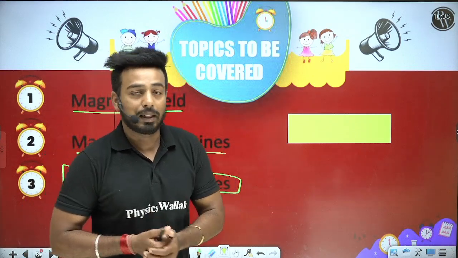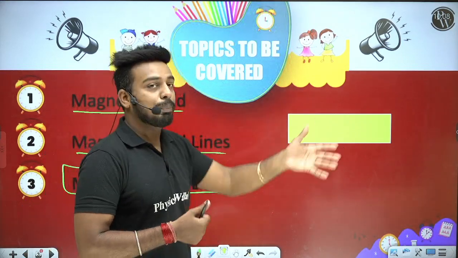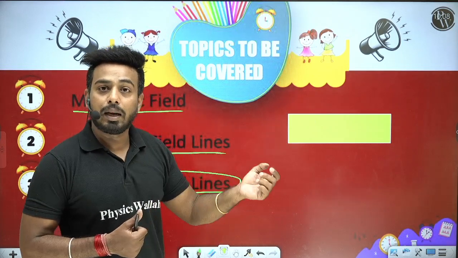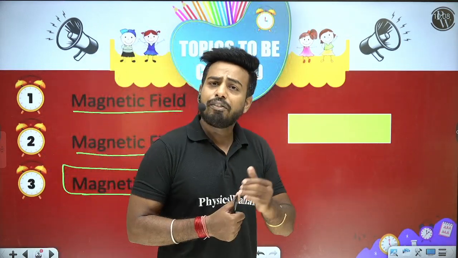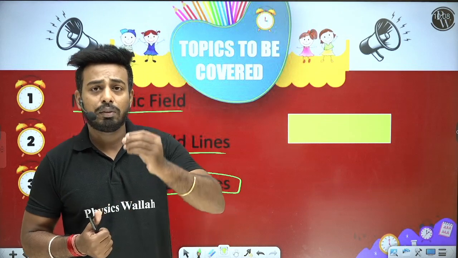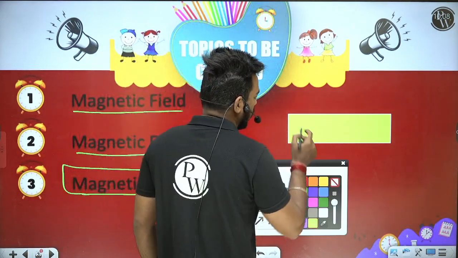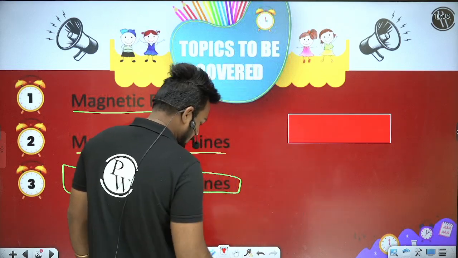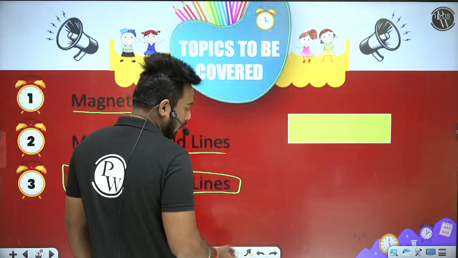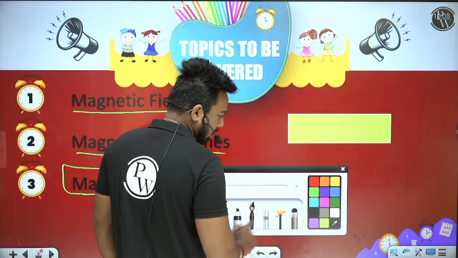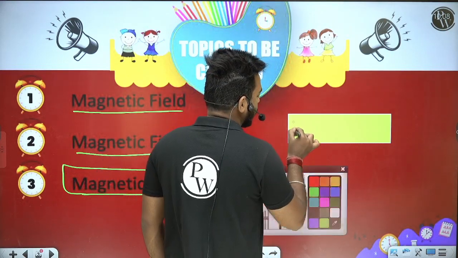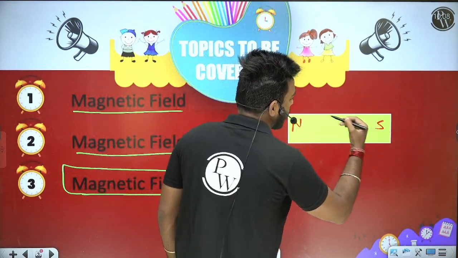Why is it a bar magnet? Because it is in the shape of a bar. A bar magnet is a magnet which is in the shape of a bar. Every magnet in this universe has two poles. The first is the north pole, and the other is the south pole.